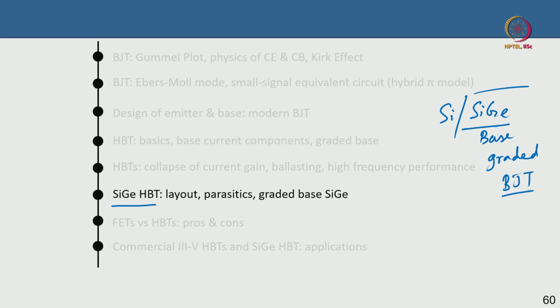So here we will talk about the different parasitics such as the emitter resistance, the base resistance, the collector resistance. Then we will talk about different junction capacitances. Okay, we will look at the schematic, and we will talk about the graded base silicon germanium HBT also.